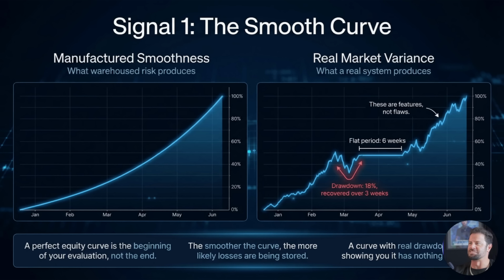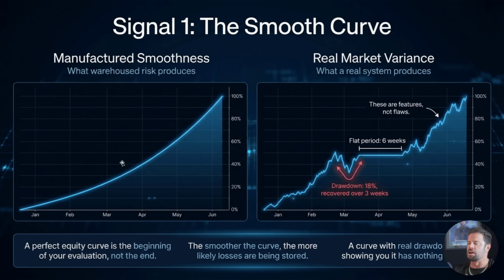The first one is that smooth equity curve, right? The thing that everybody likes the most is the thing that can really damage you, and that is that super smooth equity curve. A perfect equity curve is really the beginning of your evaluation. It is the thing that catches your eye. It's the reason why those algorithms are marketed so hard. Okay, they are very attractive on the surface.